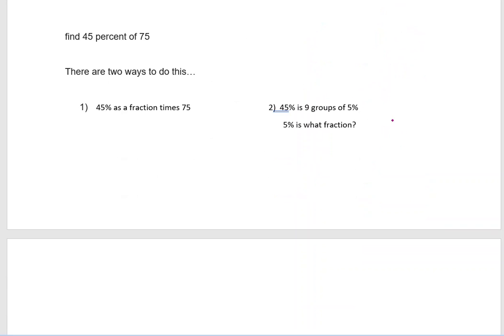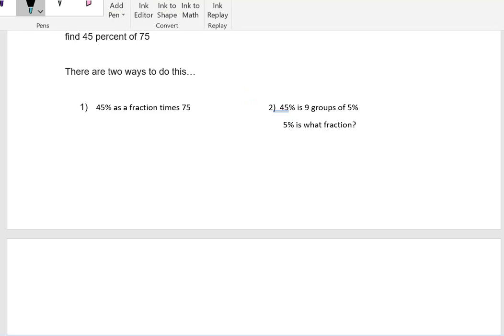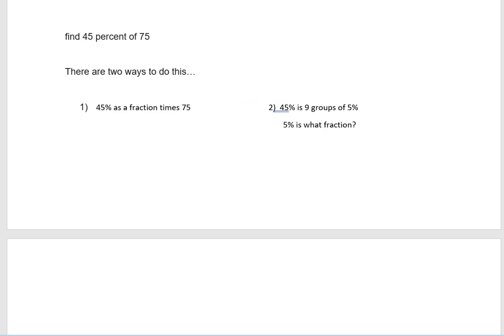Another example here, find 45% of 75. And there's two ways to do this. We can go about this the same way we did with the first problem, where we changed 45% to a fraction by putting 45 over 100 and simplifying and then multiplying by 75. And that is one option. That's always an option that will give you an answer.